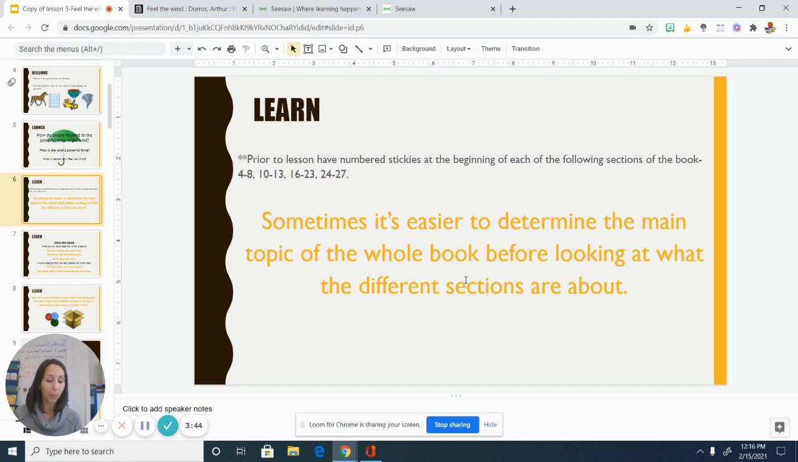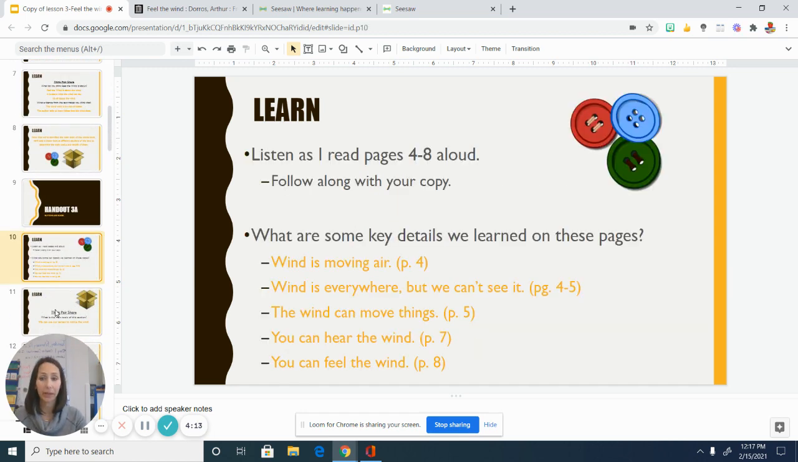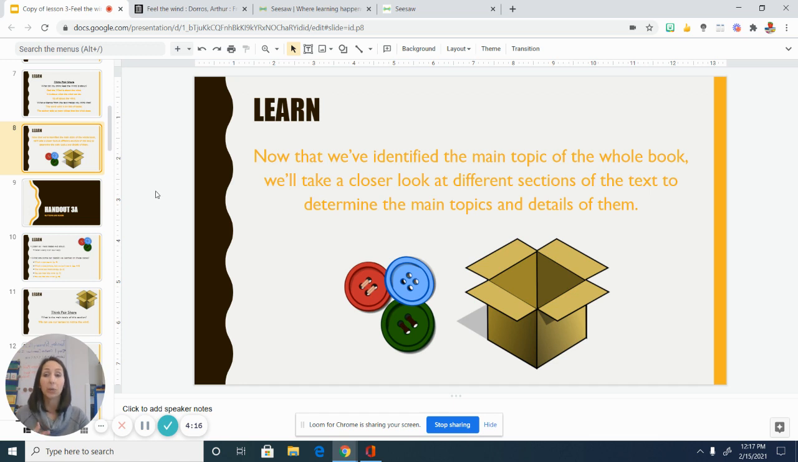And if we just look through the book, wind is mentioned and all sorts of different facts and information related to wind are in every part of the book. So I think that's some good evidence to support the idea that the main topic of this text is wind. Okay, so now that we have figured that out, let's look at some specific parts. Let's look at a specific section, and I'll get my buttons and boxes ready and see if you can figure out what the details and then the main topic of this section is.